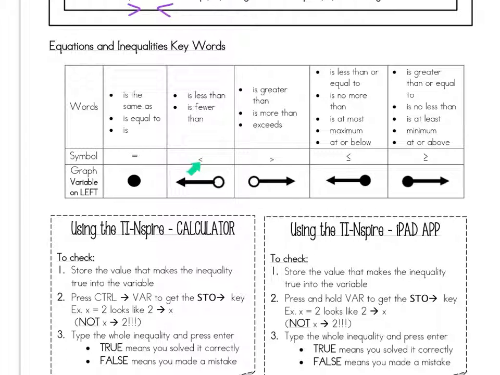We also have a less than symbol and a greater than symbol, and this is what they look like if the variable's on the left-hand side. That's something very important to remember. And here are some key words. Less than is less than, fewer than. Greater than is more than, exceeds. And then, of course, we also have less than or equal to and greater than or equal to symbols.